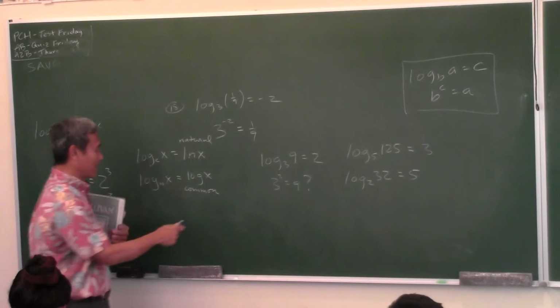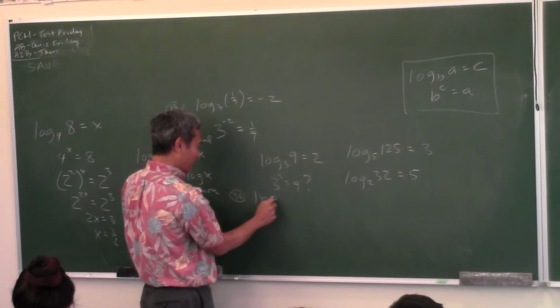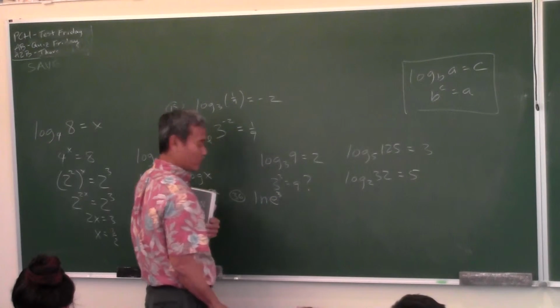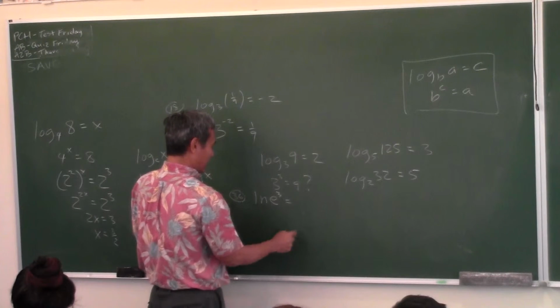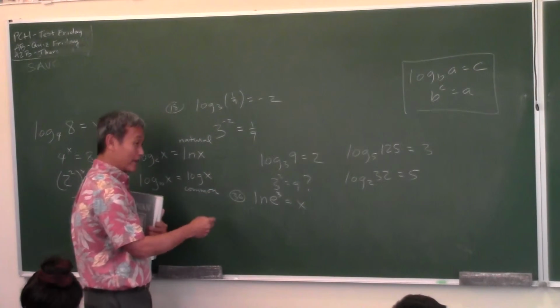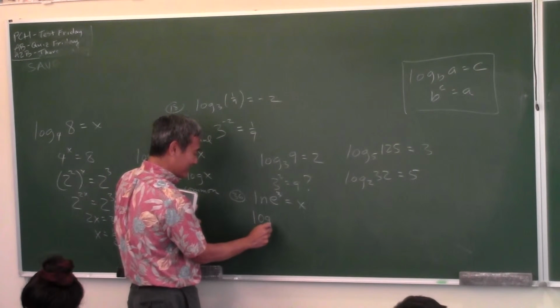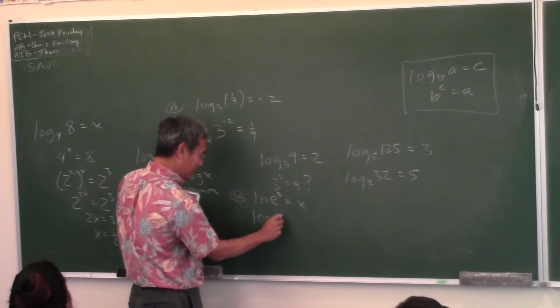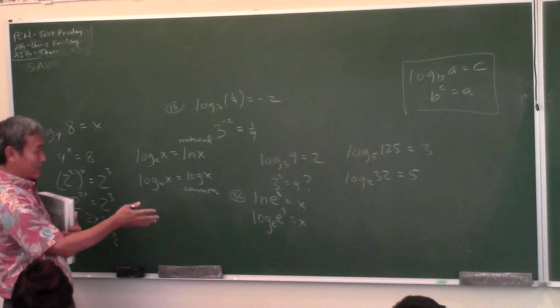Natural log of e cubed. Okay, here's number 36. Compute this. Natural log of e cubed. What is that equal to? Okay, let's call that number x. Mr. Park, I don't know what that number is. Okay, well, what is natural log? It's log base what? E. E to the third equals x. So if you need to write that, you write that.